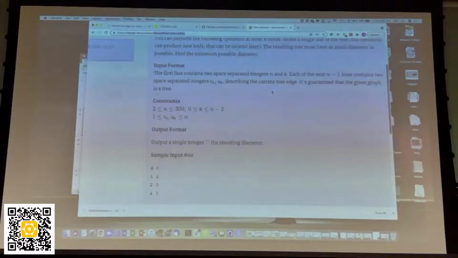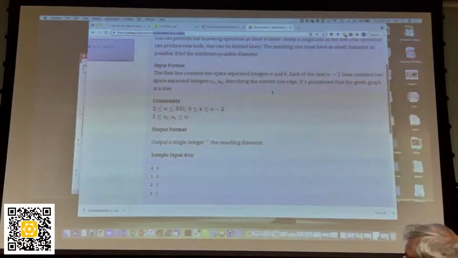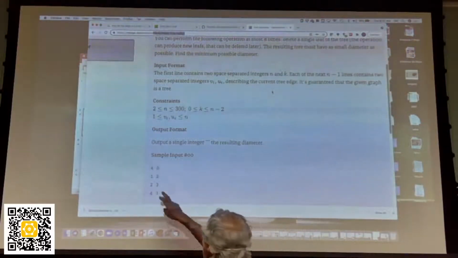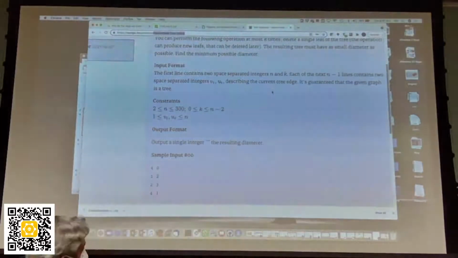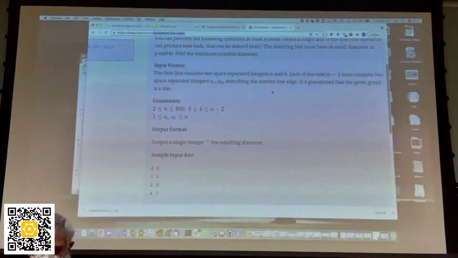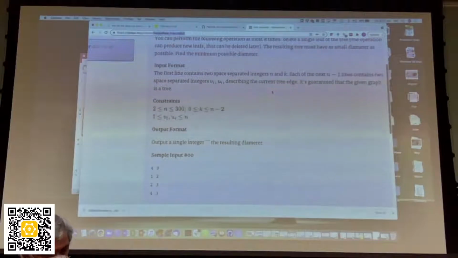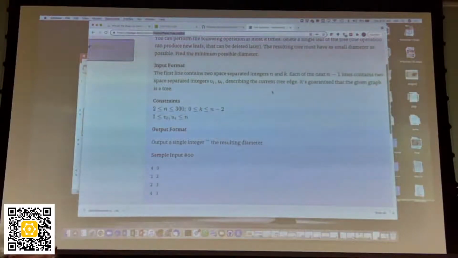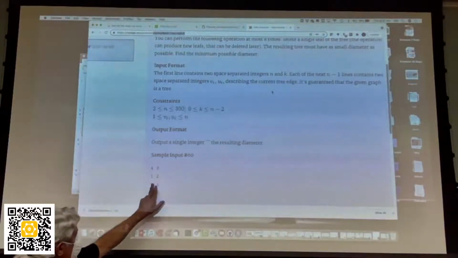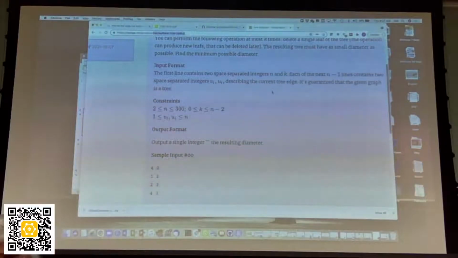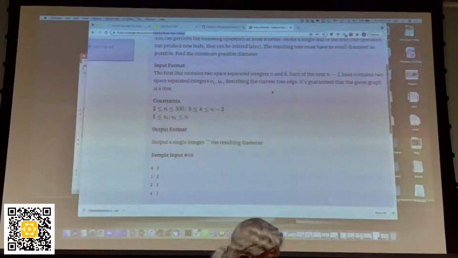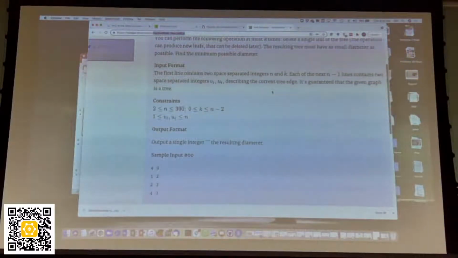So if we take this example, there are 4 vertices, and you're asked to delete 0 vertices, so you're not allowed to delete anything. So it's essentially the diameter problem. And this one goes 1 to 2, 2 to 3, 3 to 4, so it's a straight line. If you're not deleting anything, what's the diameter? It's simply the diameter of this tree, and in this case it's easy. That's 3, and there's nothing interesting here.